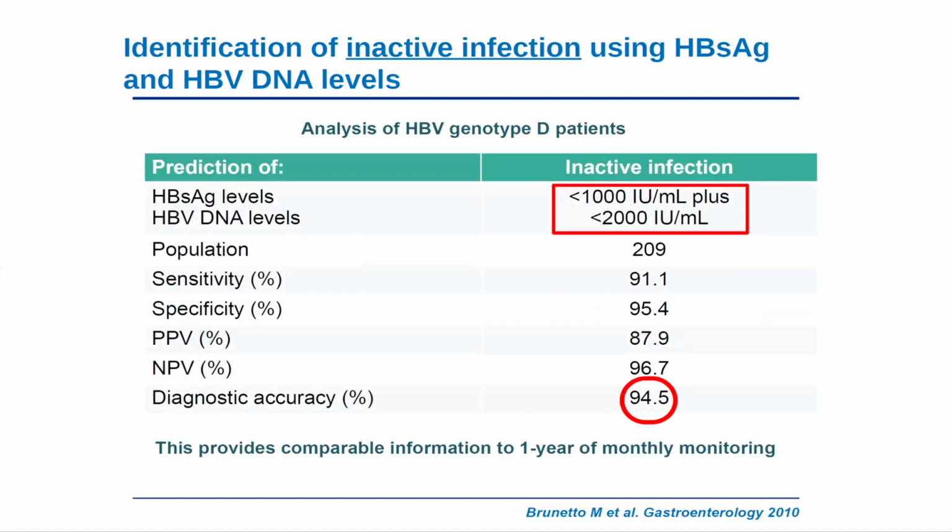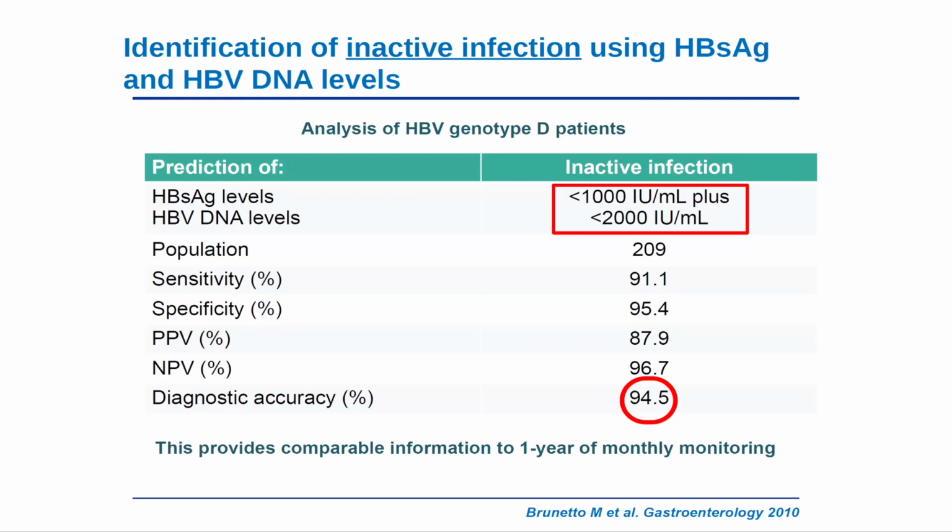This is a landmark study performed by Mauricio Brunetto in Europe and confirmed in other studies that the combination of HBs antigen levels below 1,000 international units per ml plus HBV DNA levels below 2,000 identify inactive carriers.